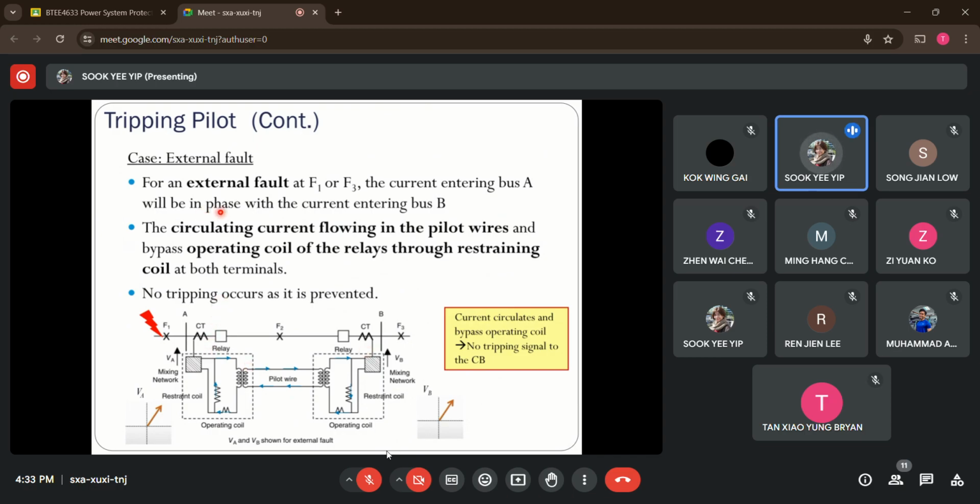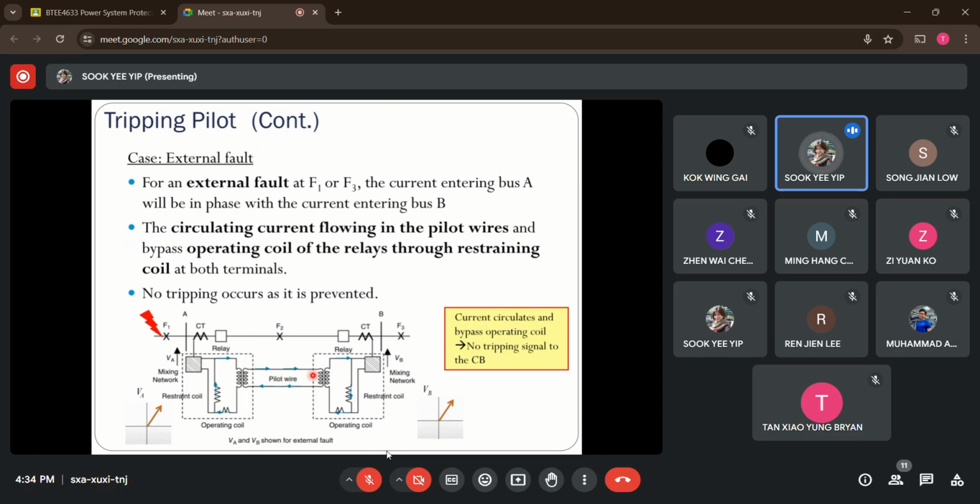Okay, in turn, it will also cause the output from the mixing networks here to be in phase as well. Because both voltages are in phase and supplied into these insulation transformers, it will cause the current to flow like this, following the blue arrow. So it will go through the restraining coil right now, which means that this relay will restrain from operating. So under these situations, if we have an external fault, no tripping will occur. So that's how it works.